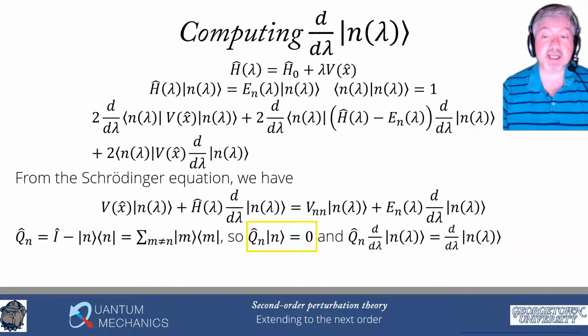But because the state d by d lambda of n of lambda is perpendicular to n, this Qn projects me perpendicular to n. And so Qn acting on that state is just equal to the state. I don't lose anything, because I'm projecting onto all of the Hilbert space that's perpendicular to that one state n. Okay? Be sure you understand that. That's a subtle point. The Qn operator does not do anything to this derivative of the n of lambda ket.